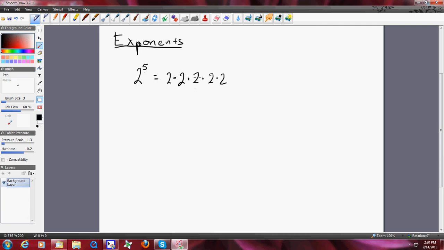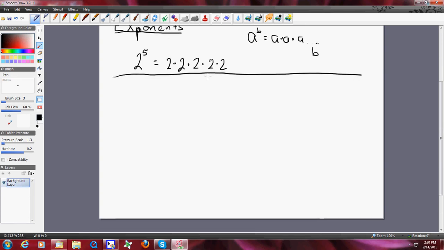What we're going to do is learn all different rules about exponents. And so we're going to use some notation like a to the b really means a times a times a dot dot dot, b number of times. So with that in mind, we're going to take a look at our first rule, and this is going to be the multiplication of two numbers with the same base.